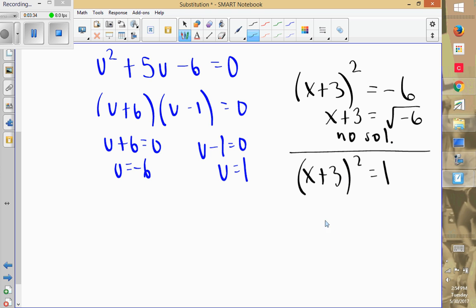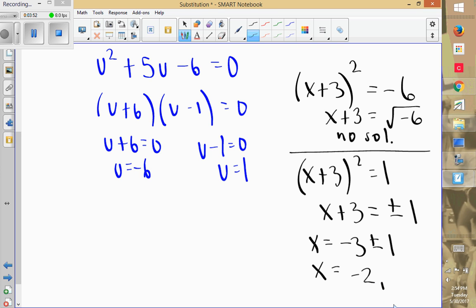But when I take the square root of 1, I'm going to get plus and minus 1. So when I go to solve this equation for x, I'm going to have negative 3 plus or minus 1, which basically means I get negative 3 plus 1, which is negative 2, and negative 3 minus 1, which would be negative 4. So the actual answers in this problem would be negative 2 and negative 4.